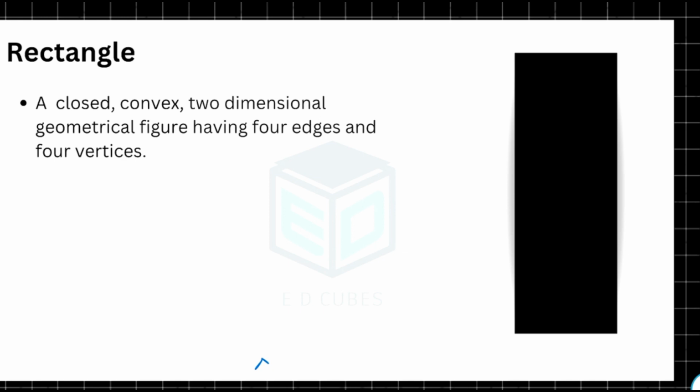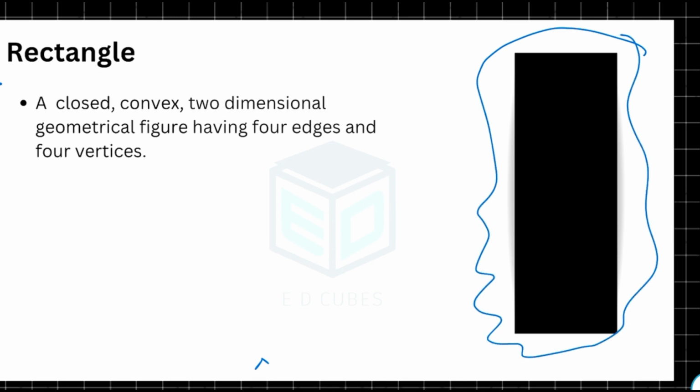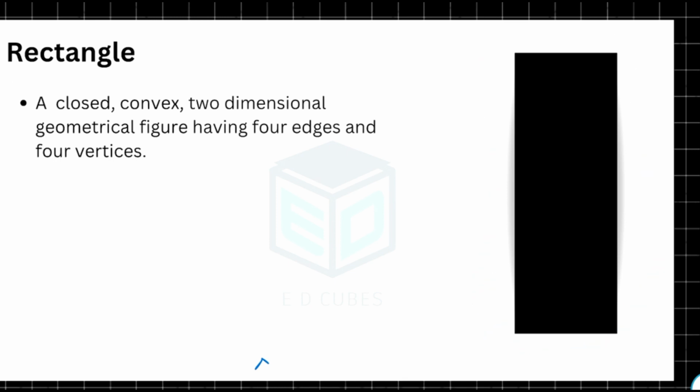Today we are going to know about one geometrical shape, and the name of that geometrical shape is rectangle. So how does a rectangle look? Rectangle looks like this. Now what is it? How to define it? How to tell about it?